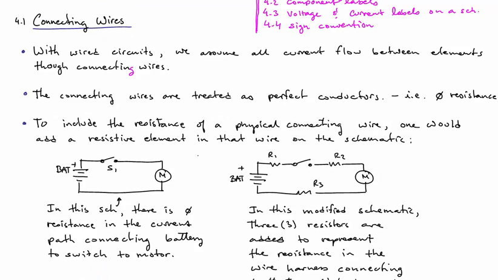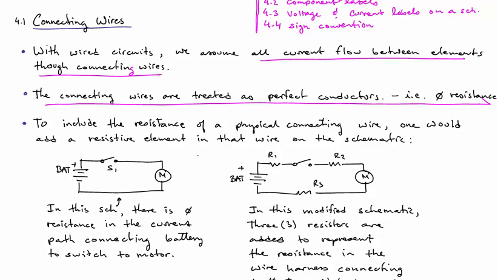So firstly, connecting wires. With a wired circuit, we assume that all the current flow is actually between elements through the connecting wires. So if there's not a connecting wire, there's no current flowing. It's kind of obvious, I guess. Connecting wires are treated as perfect conductors. In other words, they have zero resistance.